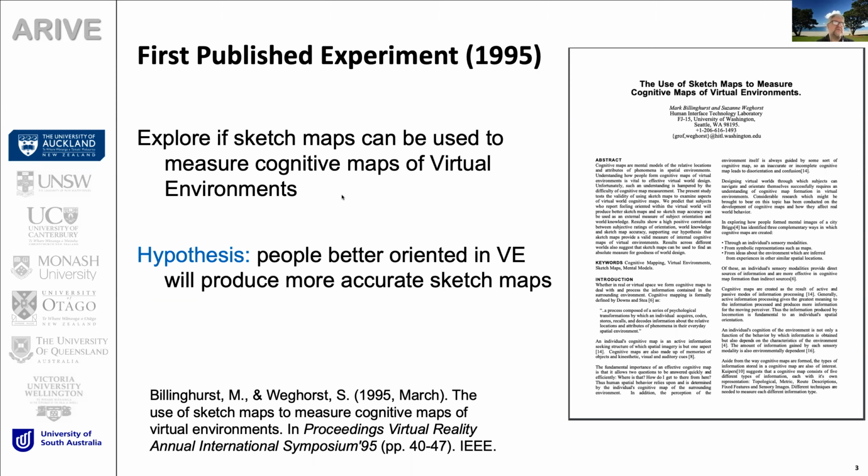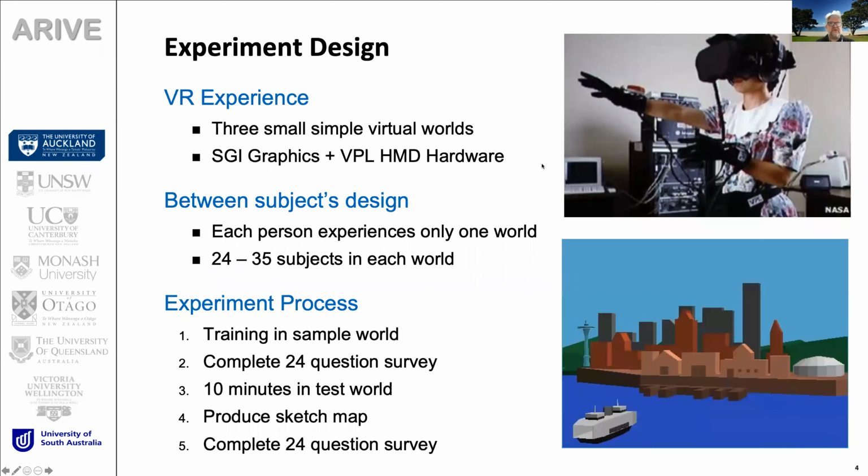And so the hypothesis was that people who are better oriented in virtual reality will produce more accurate sketch maps. So we used that system I showed you before, and we had three very simple virtual environments. And it was a between subjects design. So each person experienced only one world. And we had a lot of people doing the experiment, almost 100. So we had between 24 and 35 people in each world.